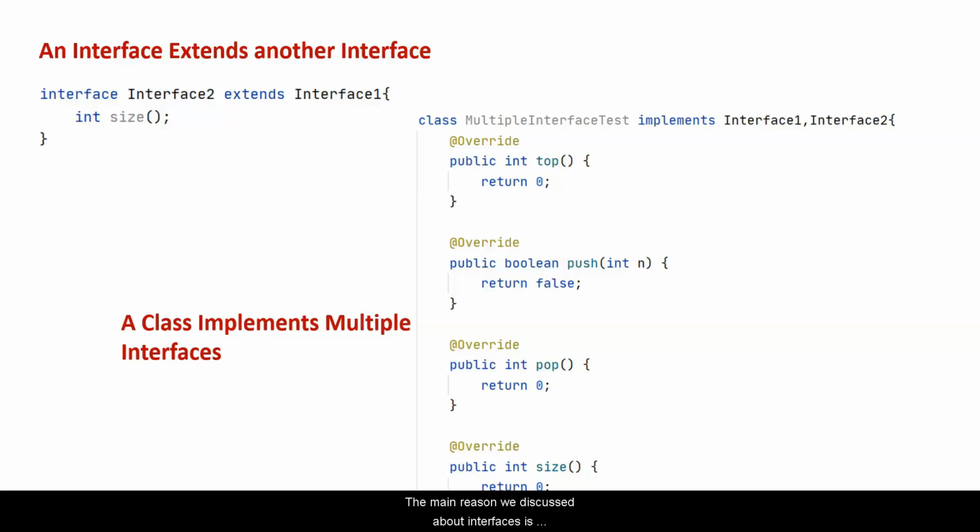The main reason we discussed about interfaces is collection framework has interfaces, and those interfaces are implemented by collection classes such as ArrayList, stack, and queues. Interfaces provides abstraction and fundamental element in the object-oriented programming languages. In the next section, we will learn about interfaces declared in the collection framework.